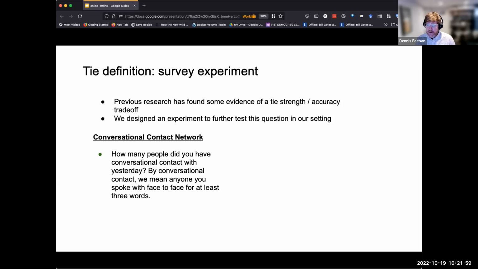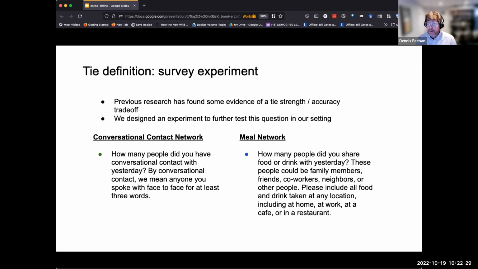So this definition comes from epidemiological studies that have used a question like this to collect information about contacts in order to help disease modelers parameterize the number of contacts that people have relevant to transmitting infectious diseases. We're obviously using it for a different end here, but there's a fair amount of data that exists with this kind of network question. And so we wanted to start with something that we had some comparisons for.